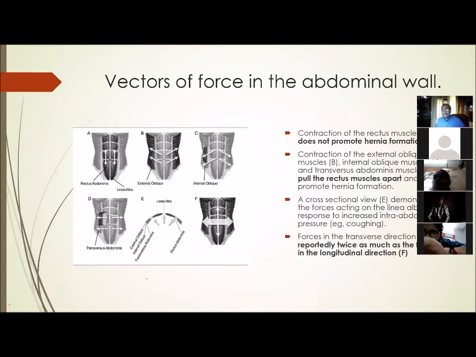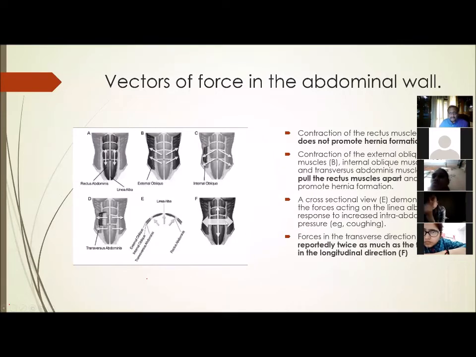Now, if you look at the vectors of forces in the abdominal wall, see, the rectus abdominis only contracts and gives rise to vector force in the longitudinal plane, craniocaudal. Okay? When you look at the external oblique, it is basically applying forces which are proceeding upwards and outwards, as opposed to internal oblique proceeding downwards and outwards, right? And transverse abdominis are horizontally outward. So this is basically the horizontal force, because if you look at all the forces acting together, the transverse forces are twice as much as the longitudinal.